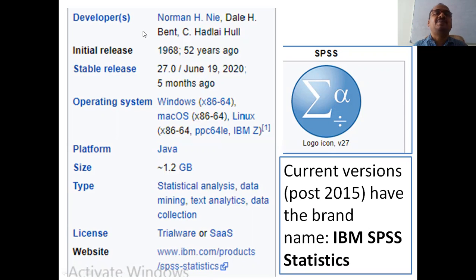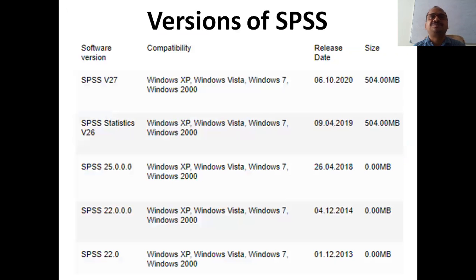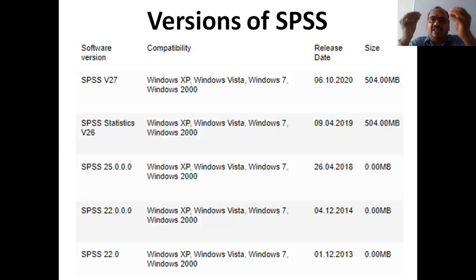And it was developed by Norman Nie. You can keep in your mind that Norman Nie developed the SPSS software. Versions of SPSS: various versions are there. As I have told, 1968, it is the oldest one. All the versions need not be written in the examination. The starting version and the ending version you have to write in the exam.